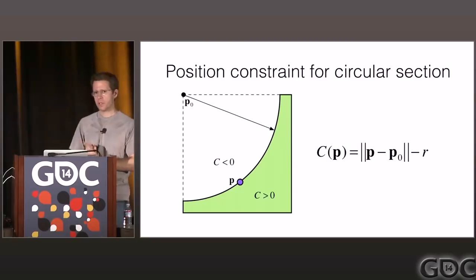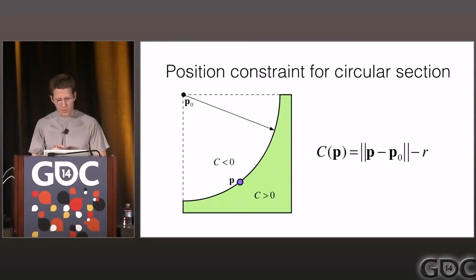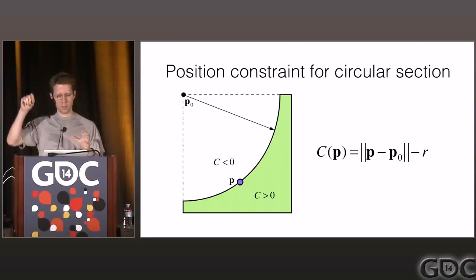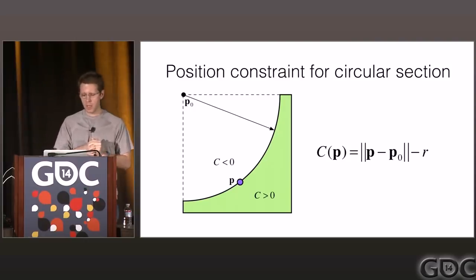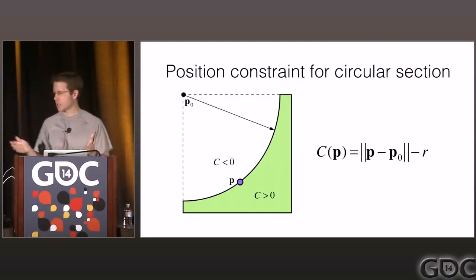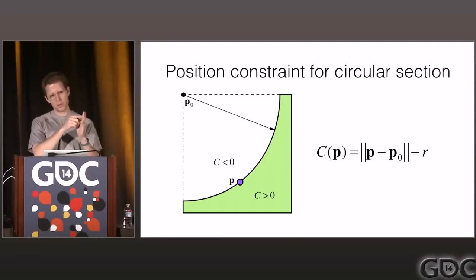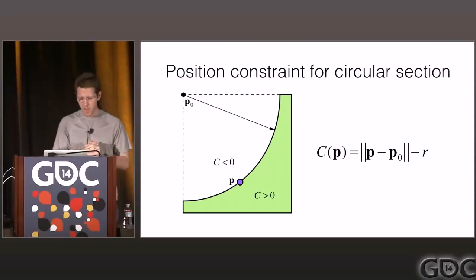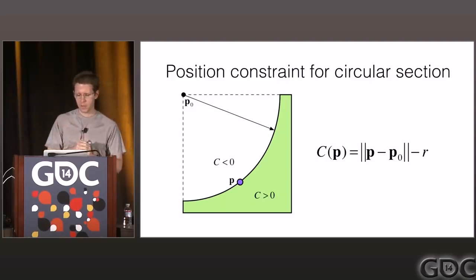I need a different position constraint for the circular part of the ramp. In this case, the particle is restricted to be on a circle centered at p0, and the circle has radius r. So here, c is just the distance of the particle from the center of the circle minus the radius. And that has that same property: if you're on one side, it's negative. If you're on the other side, it's positive. And if you're right on the circle, then it's 0.